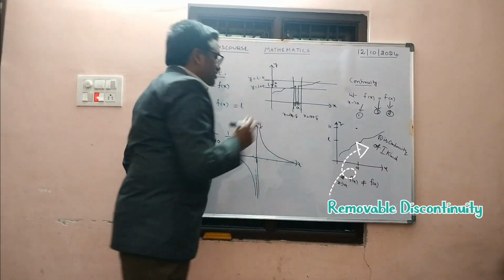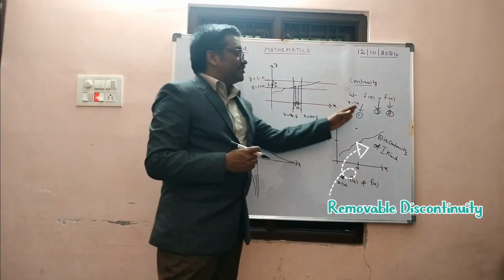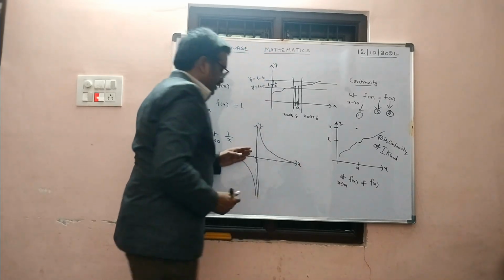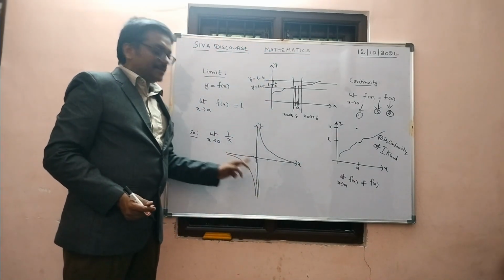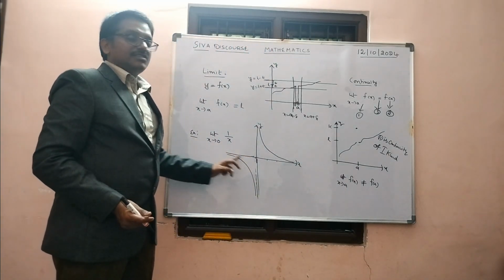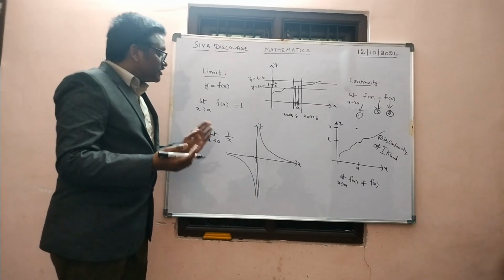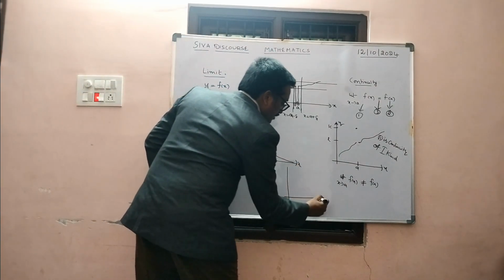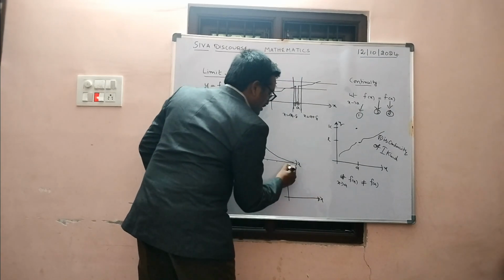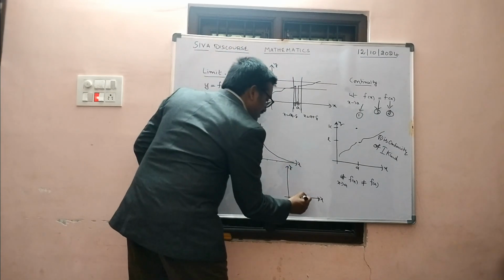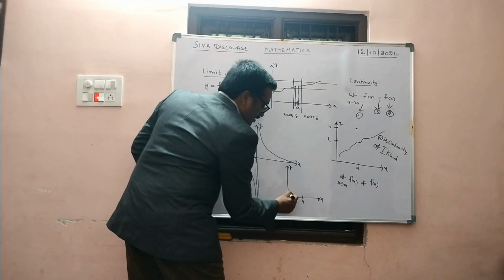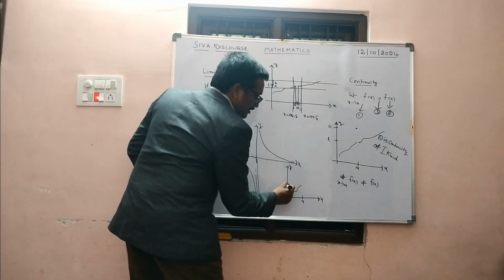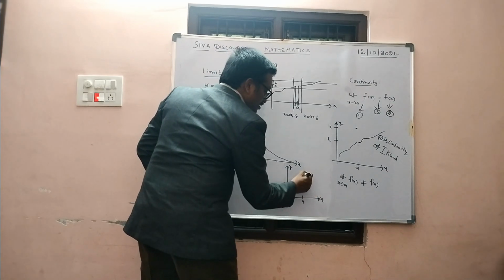The second type of discontinuity is where the limit does not exist. If the limit does not exist, then the function is discontinuous. I can draw another graph for it. For example, consider the x-axis, y-axis, and a point A. The function starts from here, and at a minus it attains some value L1, and at a plus it starts from some other value L2.